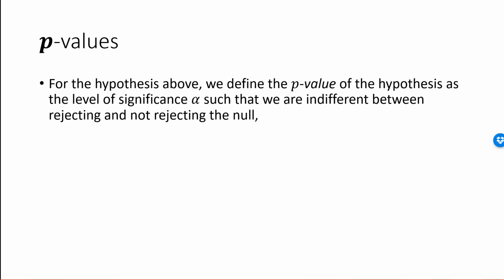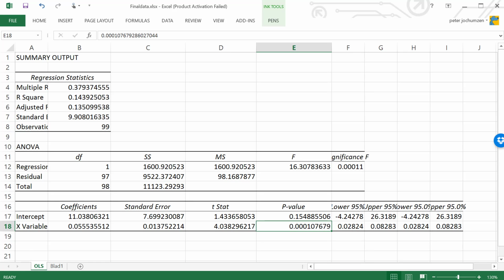So the hypothesis we're looking at is beta 2 equal to 0. This hypothesis allows us to define a p-value, and the p-value is the level of significance such that we are precisely indifferent between rejecting and not rejecting the null. As you can see in this printout, the p-value is something like 0.000107.